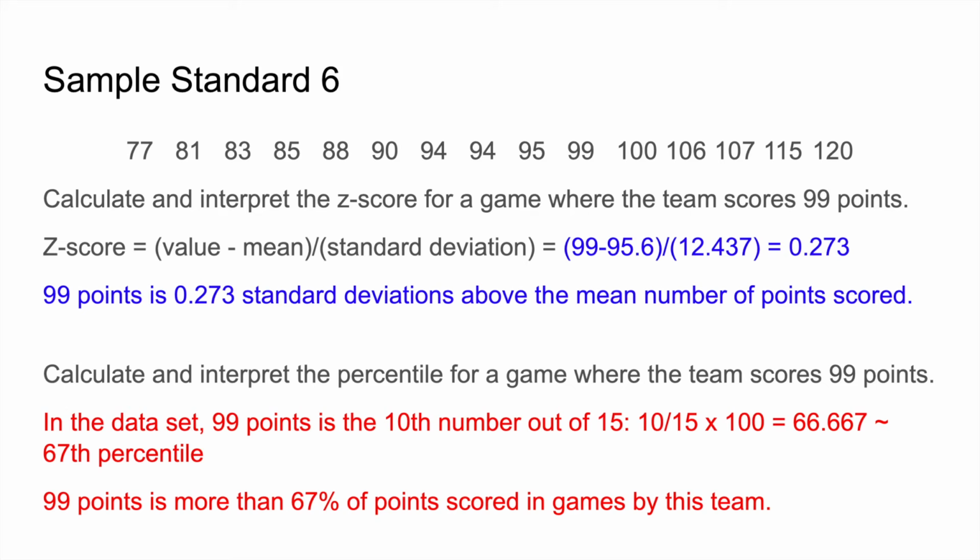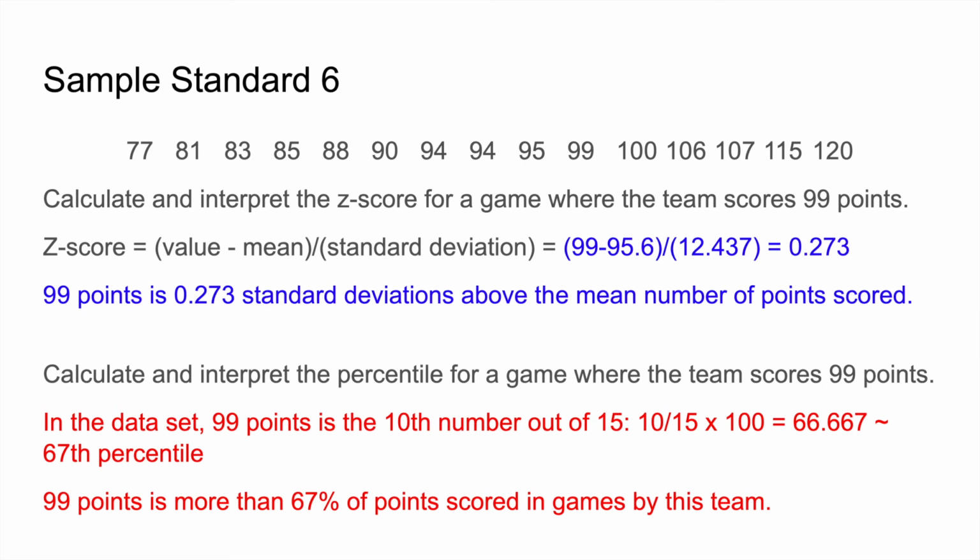So in this context, 99 points is 0.273 standard deviations above the mean number of points scored. And that is my interpretation. Calculating the z-score is one thing, but you do need the interpretation in order to receive full credit. And the same goes for the percentile.